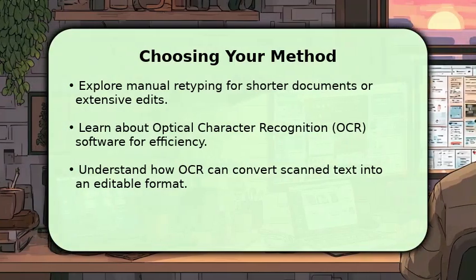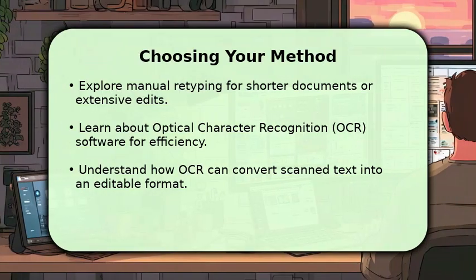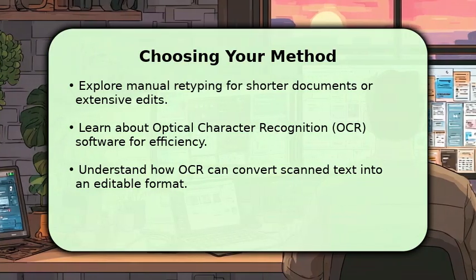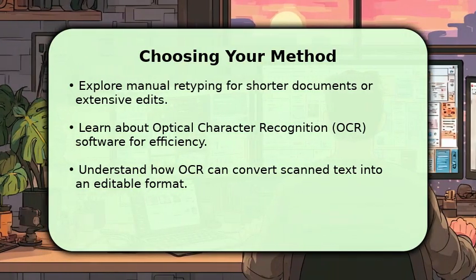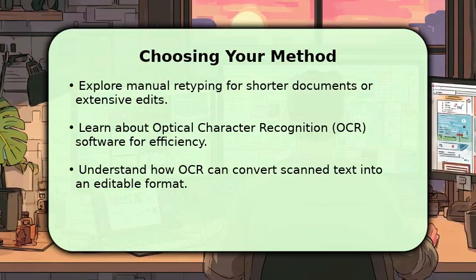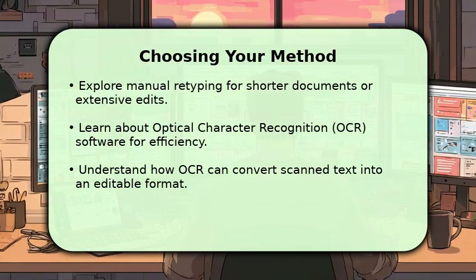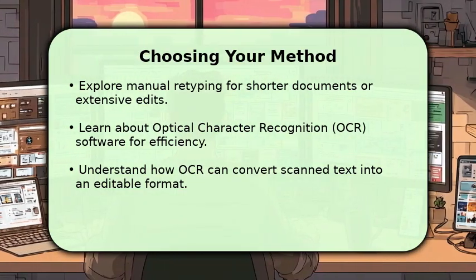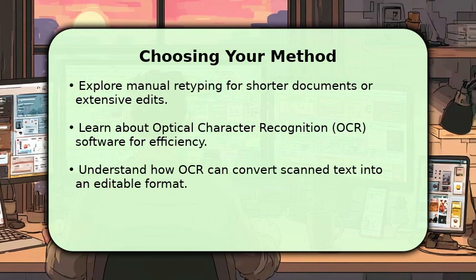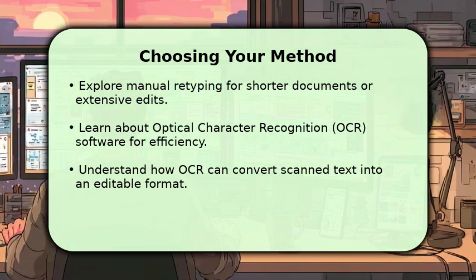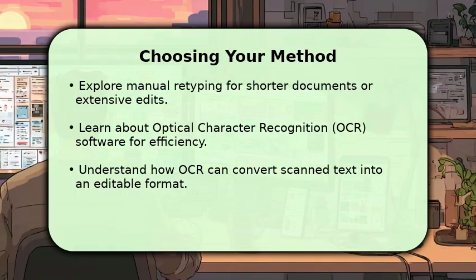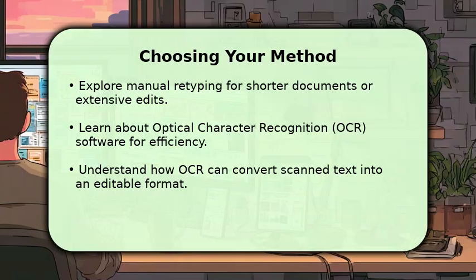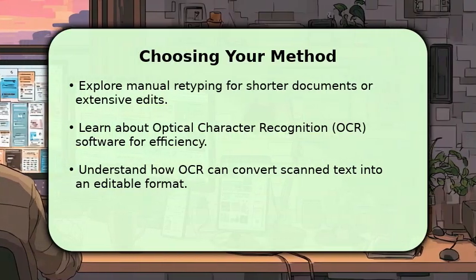When retyping a document, you have two primary methods. The first is manual retyping, where you simply type the content yourself. This is ideal for shorter documents or when extensive edits are required. The second, more efficient option, especially for longer or complex documents, involves using optical character recognition, or OCR, software. OCR can scan your document and convert the text into an editable format, significantly reducing your effort and time. We'll discuss both approaches, helping you choose the best one for your specific document and needs.